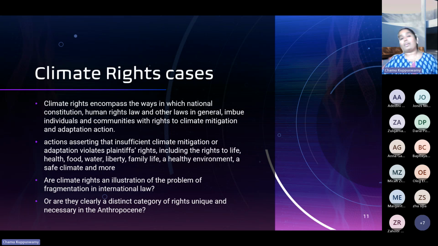So one way of looking at this newly forming climate rights category is by addressing it as part of the problem of fragmentation in international law. But another way of looking at it is that they are quite clearly a distinct category of rights that are unique and necessary in the epoch of the Anthropocene.